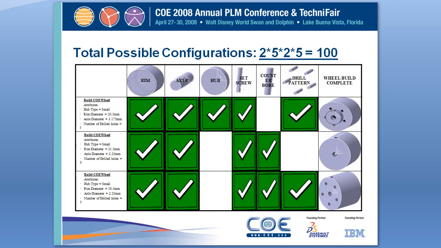So here you can see the possible configurations that could be built from some templates. So we identified the templates, identified the configurations, and identified how many possibilities there are to build. So in this example, 6 templates with some attributes could generate 100 different wheel designs.